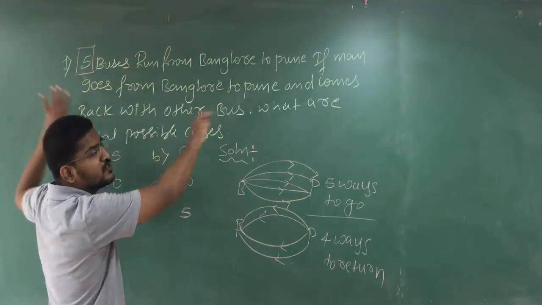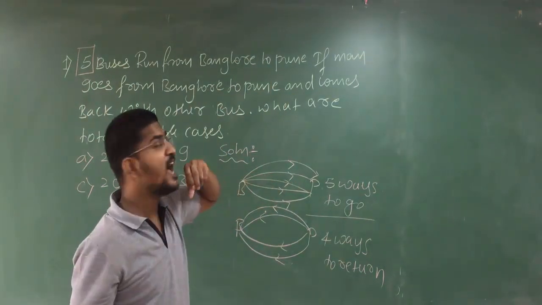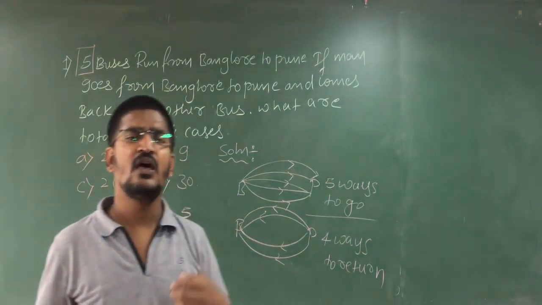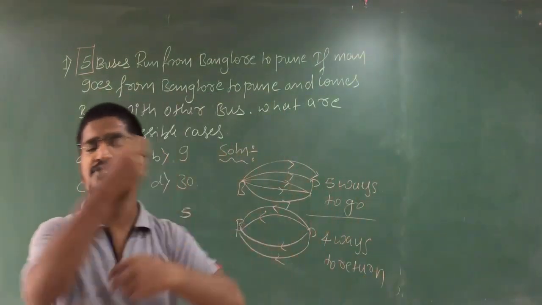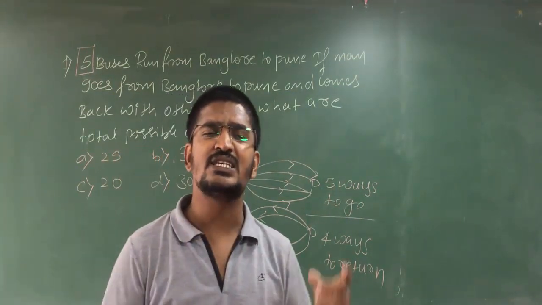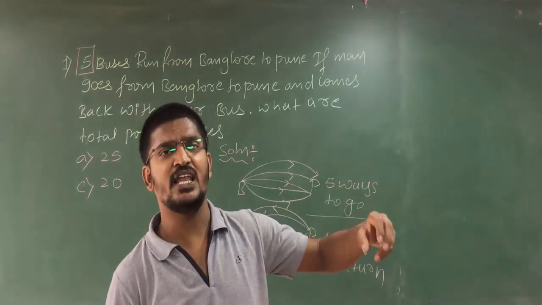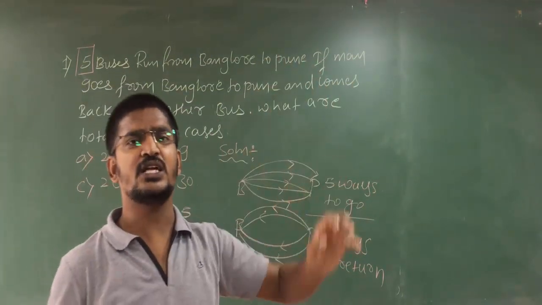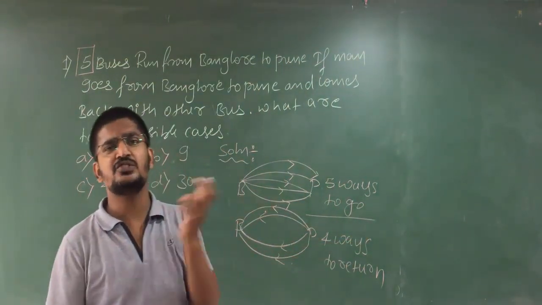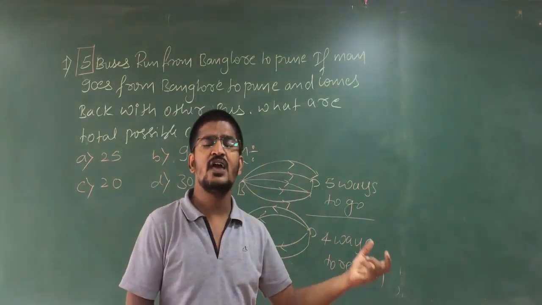If this event has to be done, he has to go to Pune and he has to come back. After going to Pune, he has to return to Bangalore. So here the event is dependent. Clear? He can't go to Pune and stay there. According to our problem, he has to go to Pune and he has to return to Bangalore. Are you getting my point?